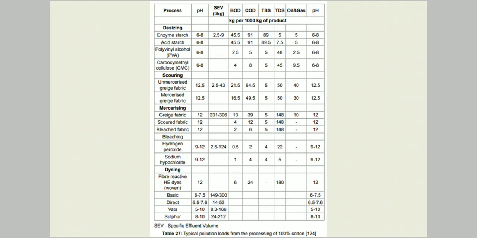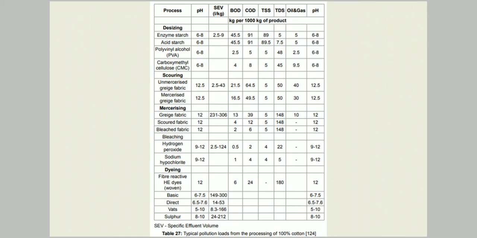So the effluent which comes after the processing of cotton in each process contains various parameters. Some parameters which we take into consideration are pH, specific effluent volume, biological oxygen demand, chemical oxygen demand, total suspended solids, total dissolved solids, oil and grease. We will be taking into account all these parameters.